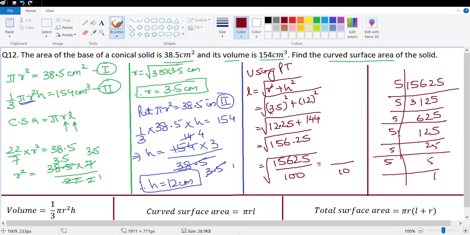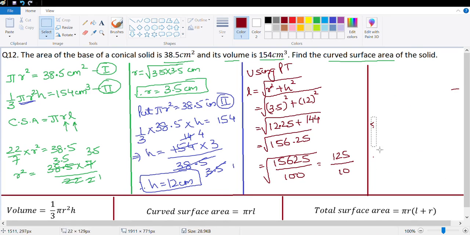So we have 1, 2, 3 groups of 5, which means this is 125, 5 cube. So from this group 1 5 comes out, from this 1 5, so that's 25 into 5, 125, which is divided by 10, which means 125 by 10, which means 12.5. So therefore L is equal to 12.5 centimeter.